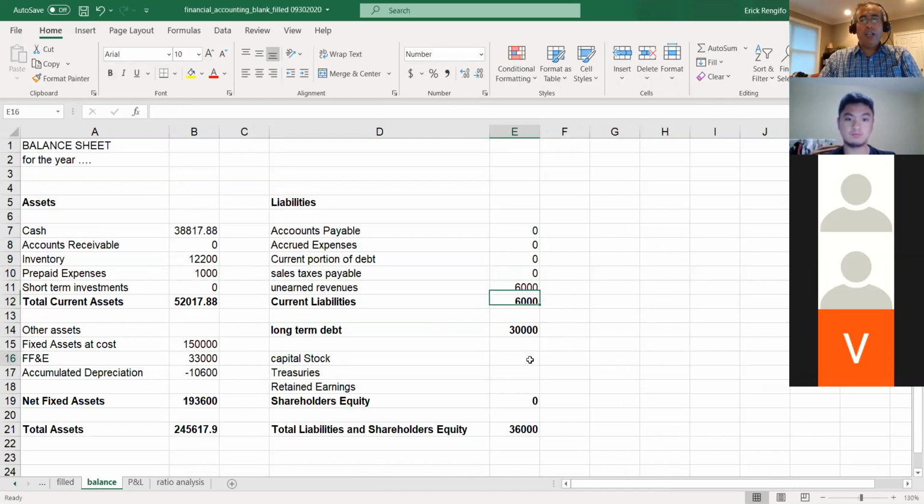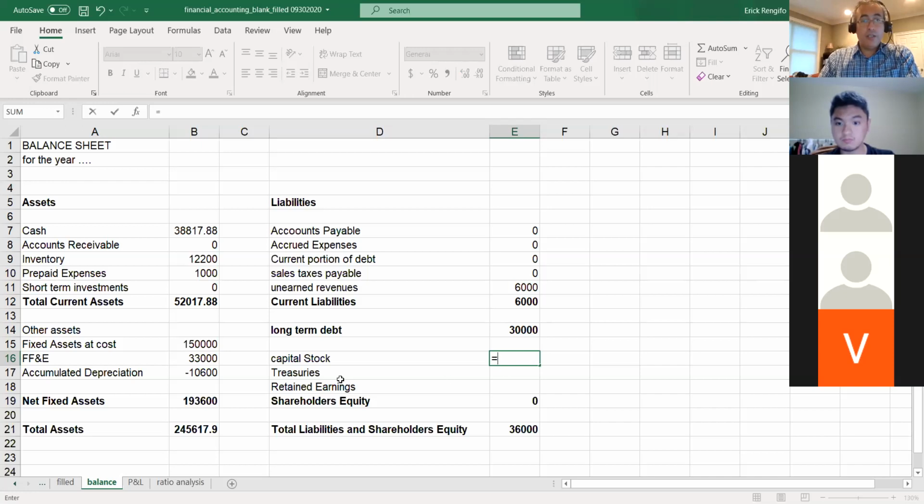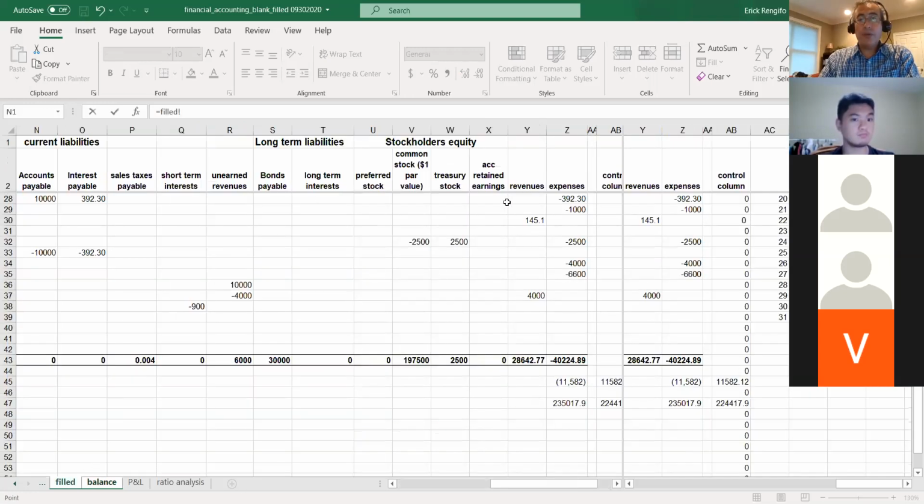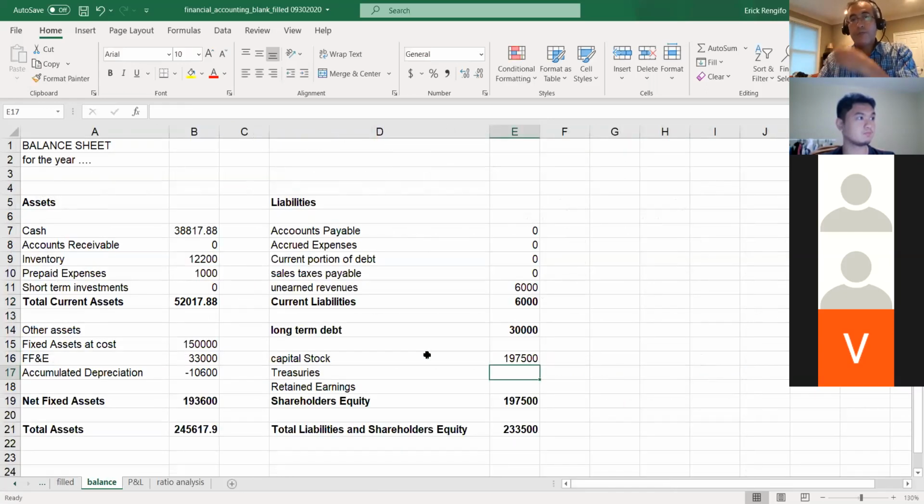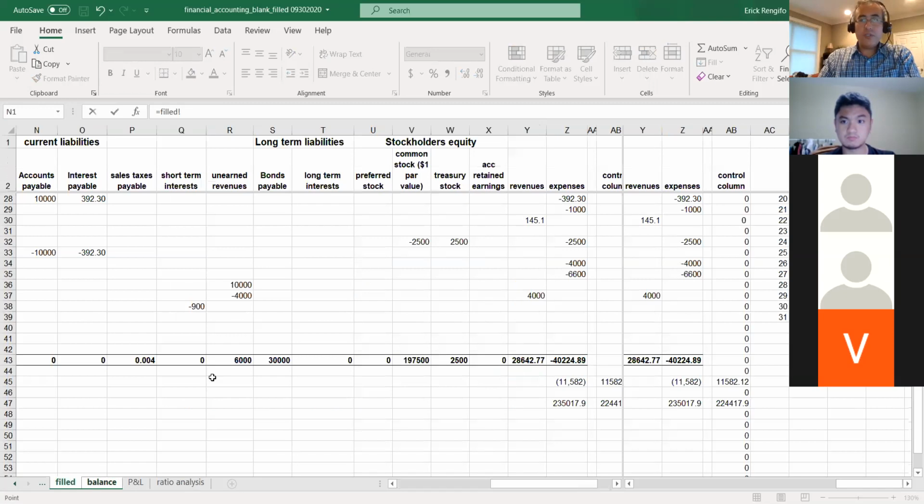Okay. Now we have, do we have capital stock? I don't remember, but let's take a look. Capital stock, guys, is what the owners have at the end of the day. Here, I just have common stock. If you have a preferred stock, you simply divide this into common and preferred stock. Then I have treasuries. Yes, we have treasuries.